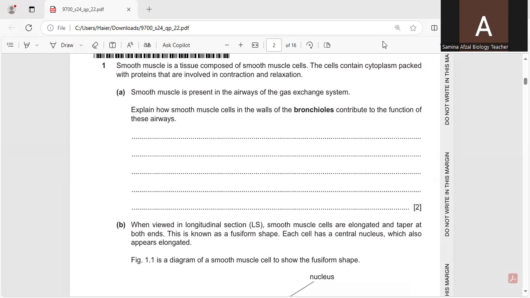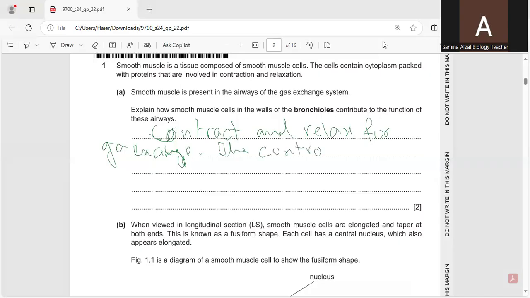So there is the contribution of these smooth muscles. By contraction and relaxation, gas exchange is possible. So they contract and relax for gas exchange. They control the diameter. When they contract, the diameter is reduced. When they relax, the diameter is increased.